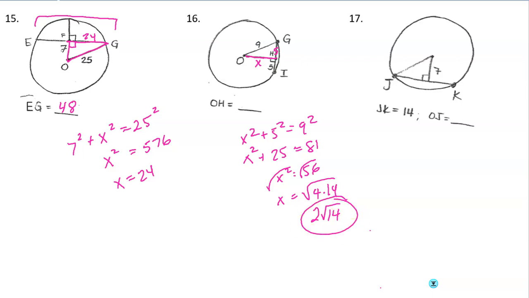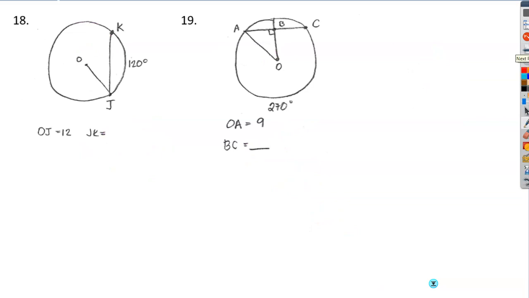Okay, in 17, I have this side is 7, the whole thing is 14. Again, it bisects because it's perpendicular, so that's 7. And I can either do Pythagorean theorem and reduce, or this is an isosceles right triangle, which means it's a 45, 45, 90, so the hypotenuse is that leg times root 2. Oh, that circle should have had an O. Okay. All right, and then a couple more.